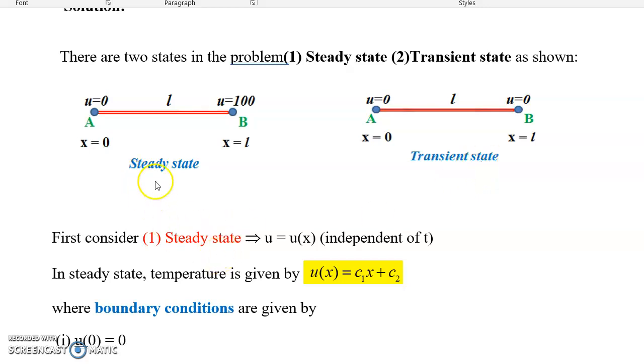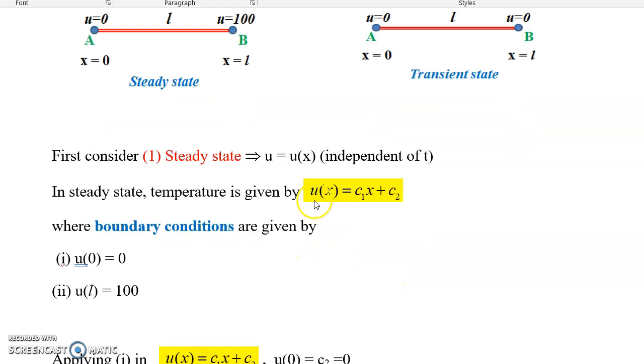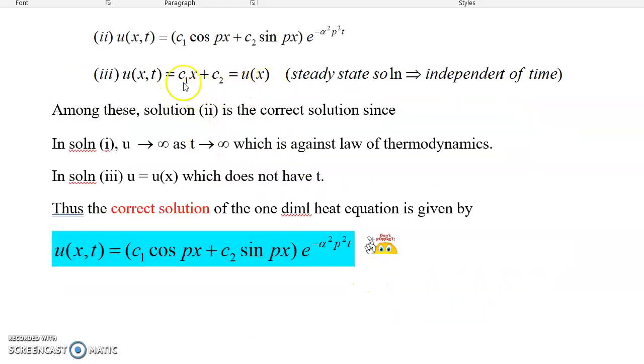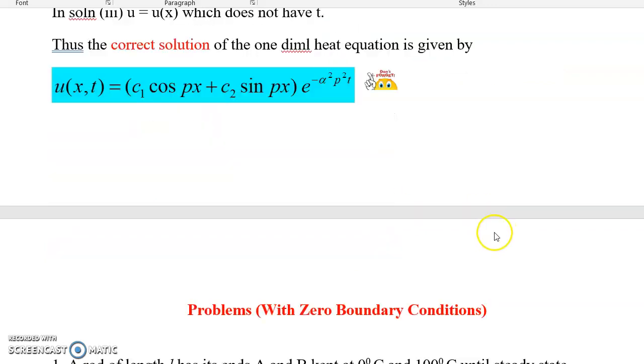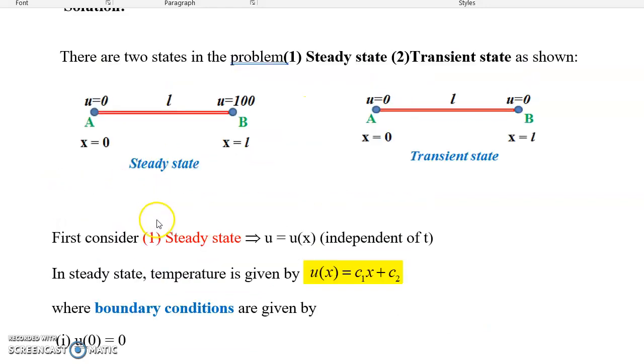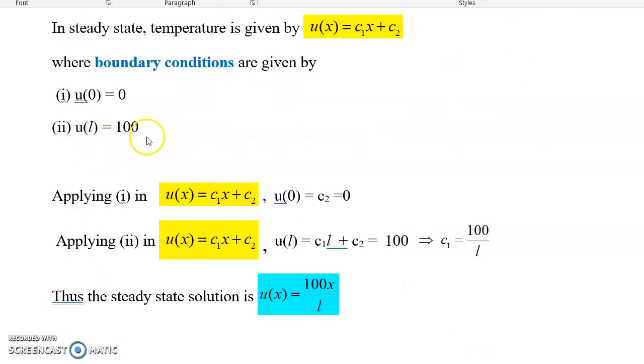So now let us find the temperature in the steady state. This is the solution of the steady state temperature. You can observe here, the steady state solution is C1x plus C2. So you write C1x plus C2 with the boundary conditions U of 0 is 0, U of L is 100. Where do you get this? U of 0 is 0. U of L, when x is L, U is 100. So that's what we have written. Now apply the first one, U of 0. Put x equal to 0. So the answer is C2 equal to 0.